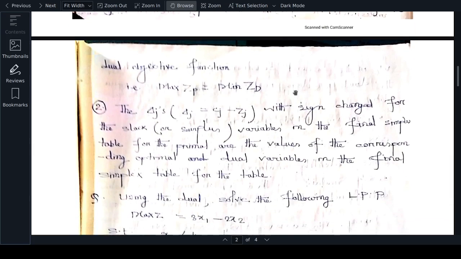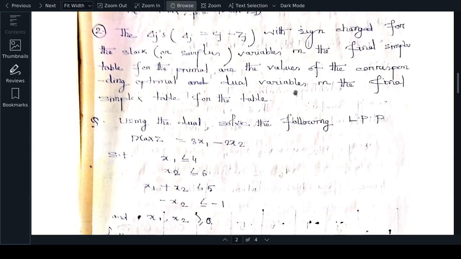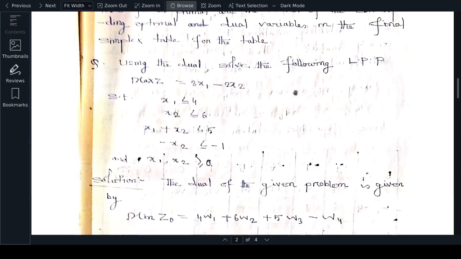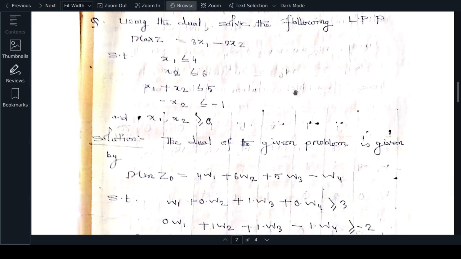Using the dual, solve the following linear programming problem. Max z equal to 3x1 minus 2x2 such that x1 less than or equal to 4, x2 less than or equal to 6, x1 plus x2 less than or equal to 5, minus x2 less than or equal to minus 1, x1, x2 greater than or equal to 0.